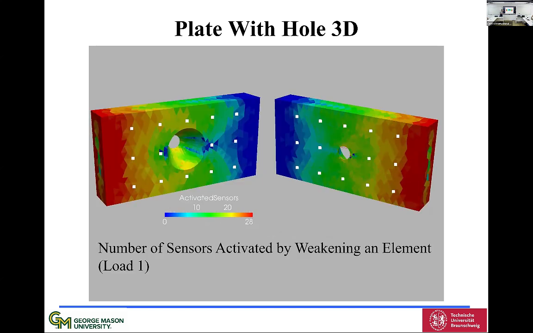And now you can ask yourself, okay, if this element weakens here, how many sensors are going to notice? You can see here 28 is the maximum. So if I weaken this element, all 28 sensors will see something. It's obvious, I'm pulling from that side. So if one of these weakens, all of the sensors here see something. If I look at this element here, I'm pulling on the right, so nobody notices anything on the left.